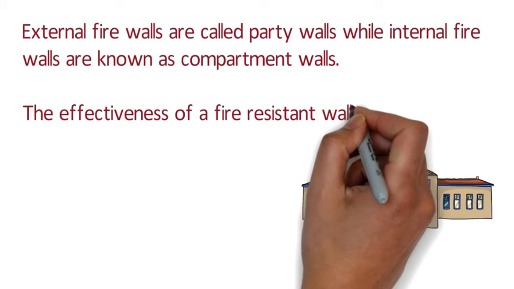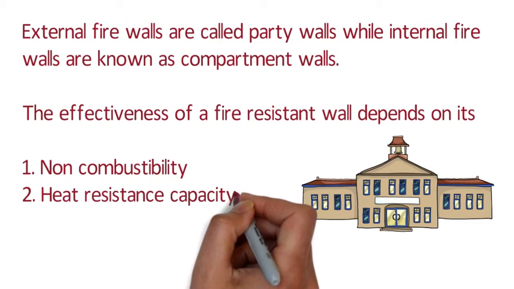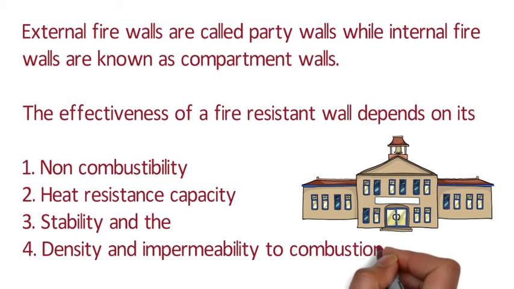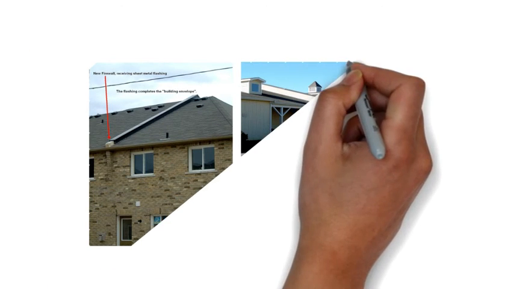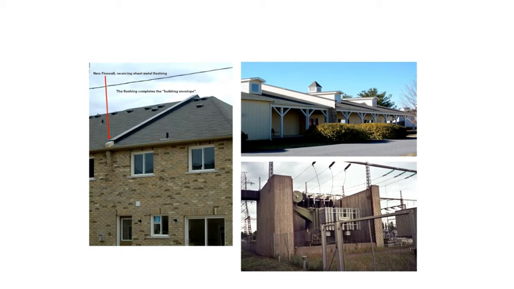The effectiveness of a fire-resistant wall depends on the following factors: its non-combustibility, heat resistance capacity, stability, density and impermeability of combustion products. See the image of fire-resistant wall or firewall used in buildings. A transformer is covered with a fire-resistant wall and a building which is separated with a fire-resistant wall.